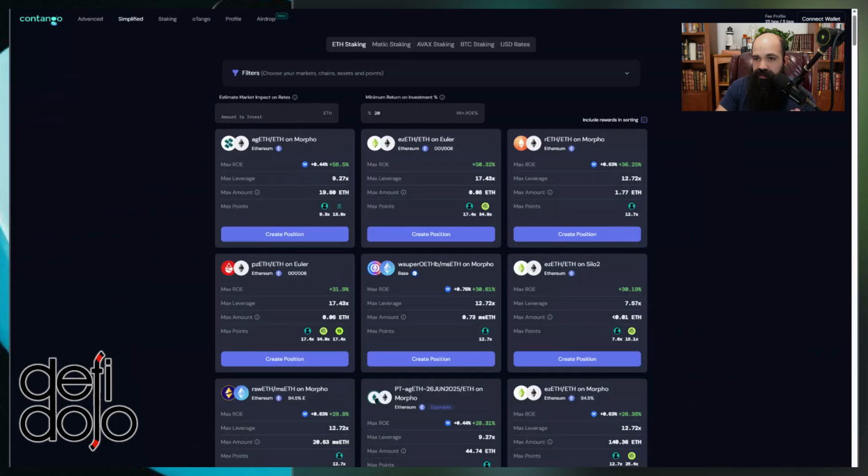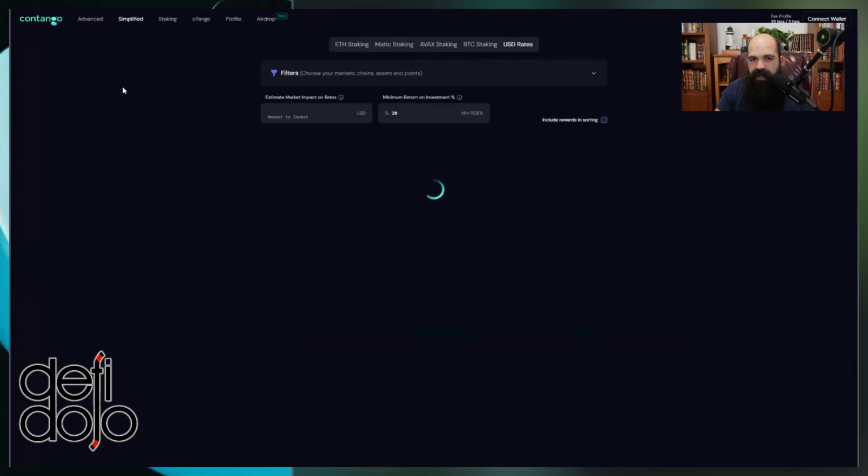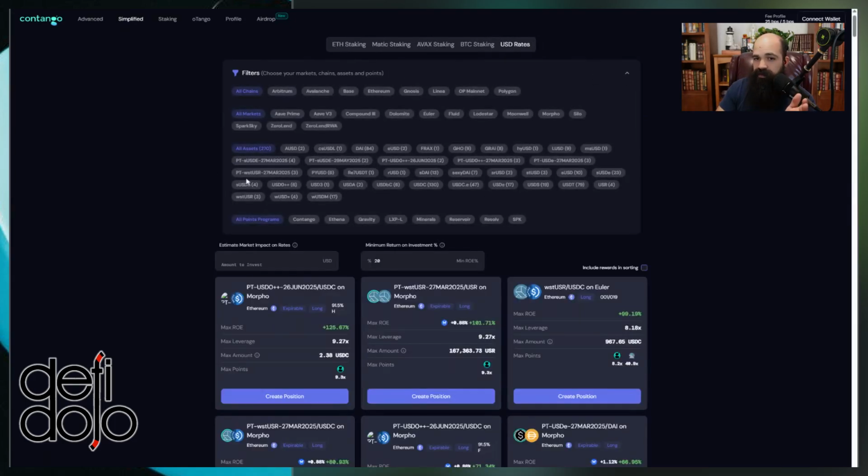Can these be leveraged? Sometimes, usually on Morpho. How would you find that out? Well, you could go to Morpho and search each one individually, but most of these end up on Contango. So I would just go to Contango, simplified USD, and you're just going to see a bunch populate. There's a bunch of them just going to pop up. So you can use the filters if you want.